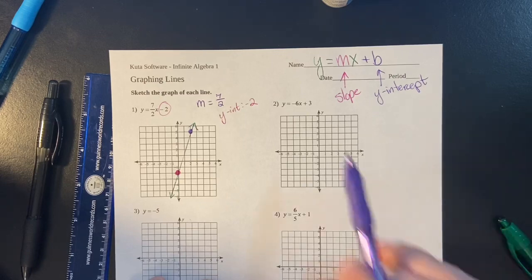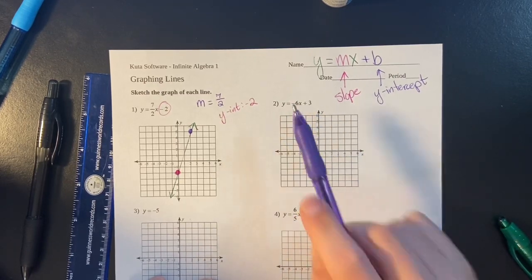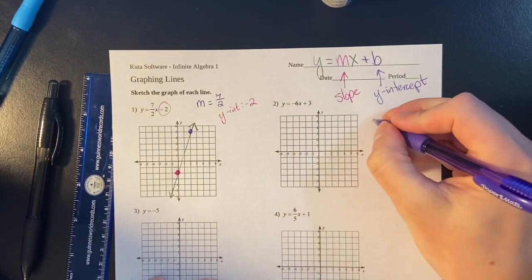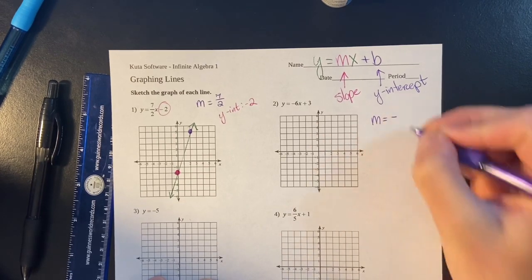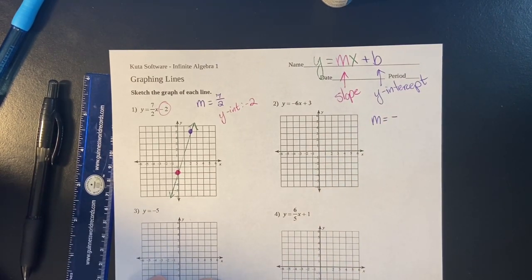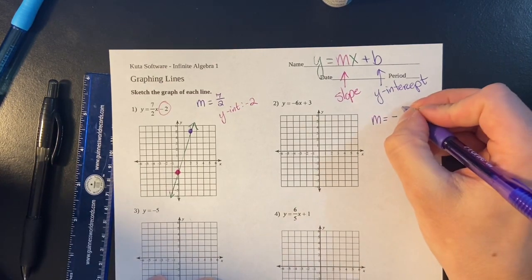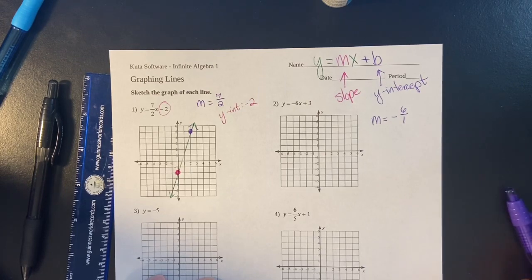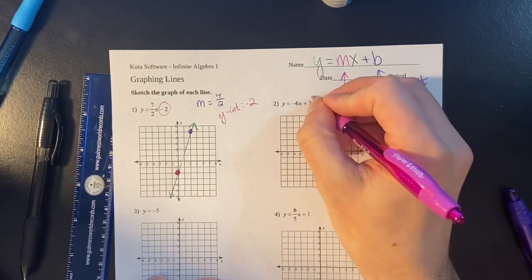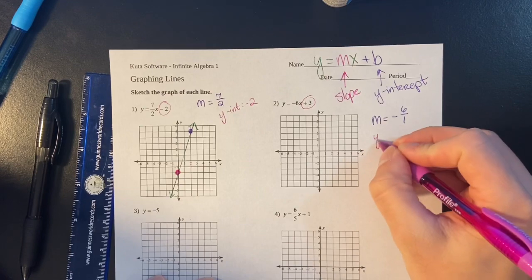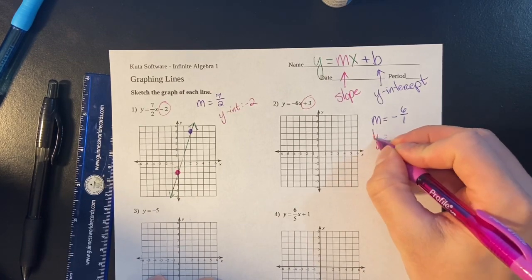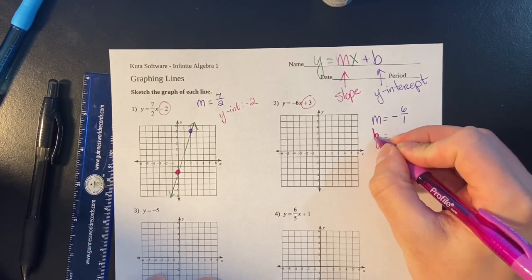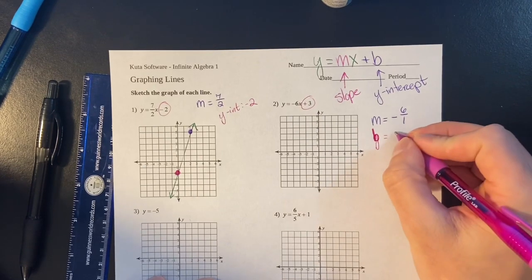Is y all by itself? Yes, so the number in front of x is my slope, so my slope is negative 6, but I don't like to view negative 6 as my slope because slope is rise over run, so I'm going to turn it into negative 6 over 1. My slope is negative 6 over 1. My y-intercept is the number floating around all by itself, which is positive 3. I keep screwing that up. b equals positive 3.